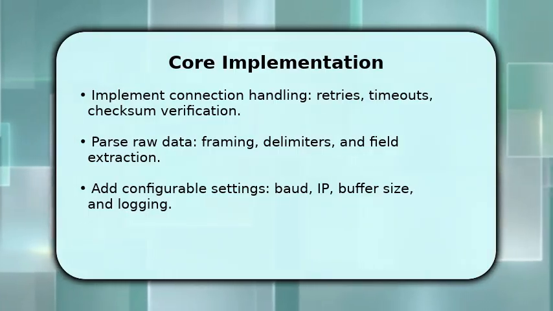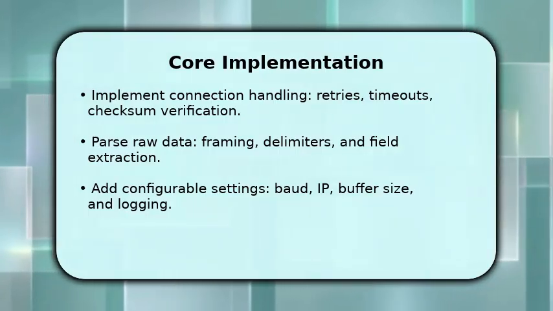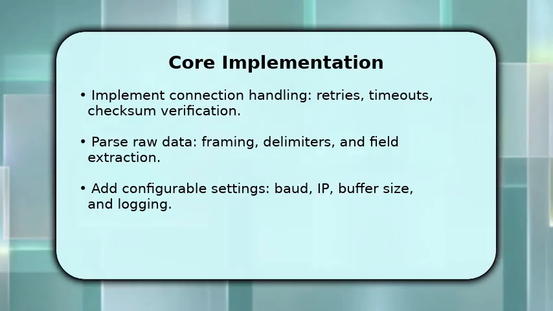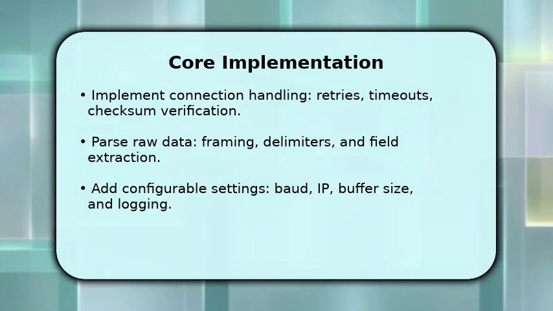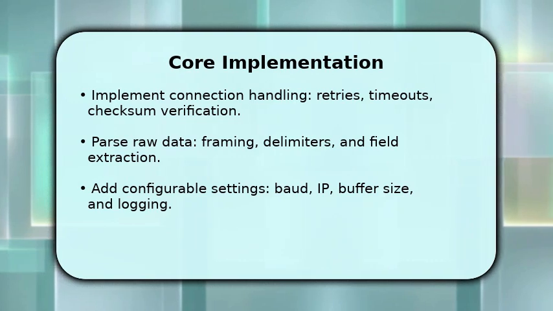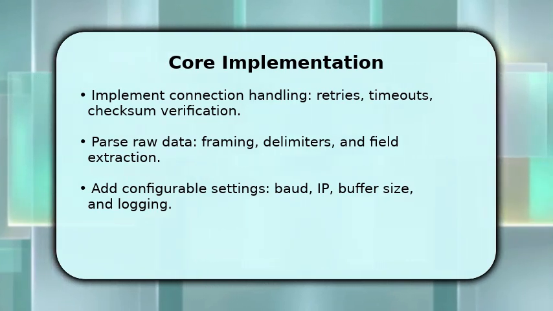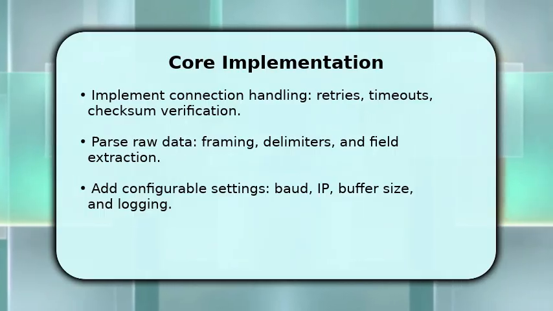Once parsing works, add configuration options for baud rate or IP, buffer sizes, and logging levels so behavior adapts to environments. Make sure to unit test. You finish by hardening and validating the scanner code for production use.